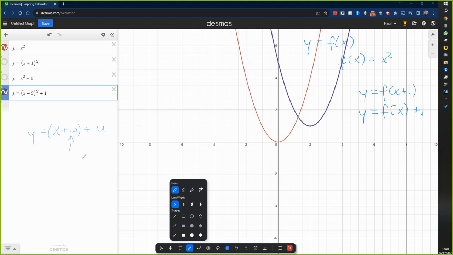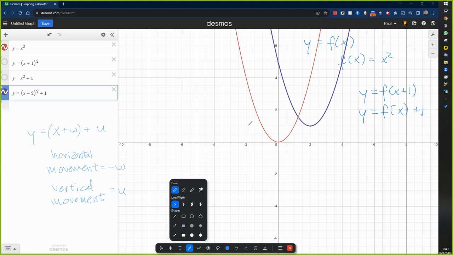So this value here is, in fact, what I can say is the x movement, or horizontal movement. The horizontal movement is equal to negative w, right? Because this flipped the sign. We've got negative 2, negative 2 is positive 2, and as you can see, it was translated by positive 2, because it went to the right. And then the vertical movement was just equal to u.